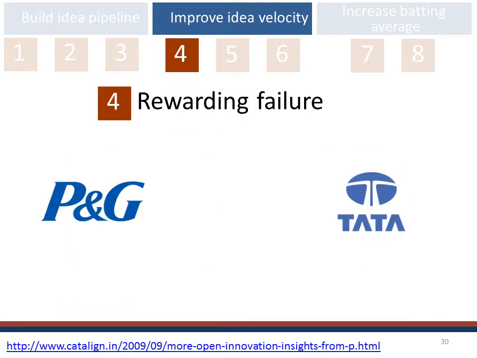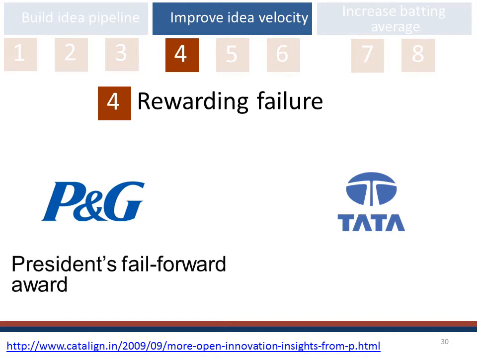When you do experimentation, many are going to be failures. But can you fail smartly? That's the question these companies ask. And what they did was they started rewarding smart failures. Procter & Gamble, for example, institutionalized President's Fail Forward Award, which is given to an innovation project which is smart and yet failed. Tata Group started Dare to Try Award, which also resulted in failure of smart projects.